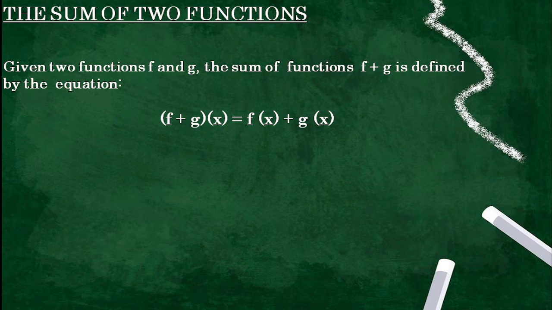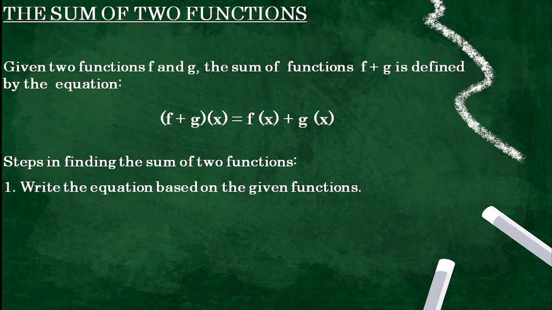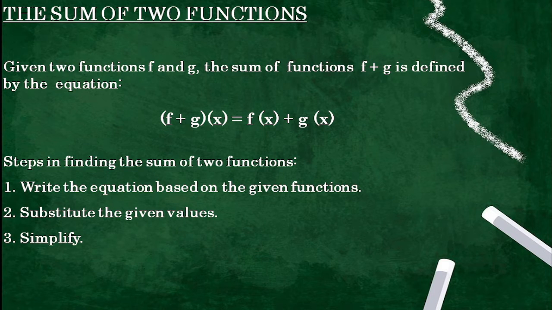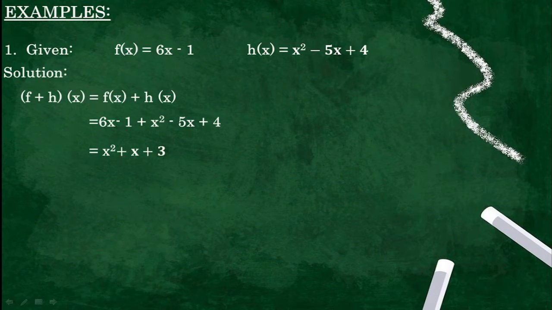So before we go into the examples, please do take note of the steps in finding the sum of two functions. First, write the equation based on the given functions. Second, substitute the given values. And third, simplify. Here are the examples of the sum of two functions.